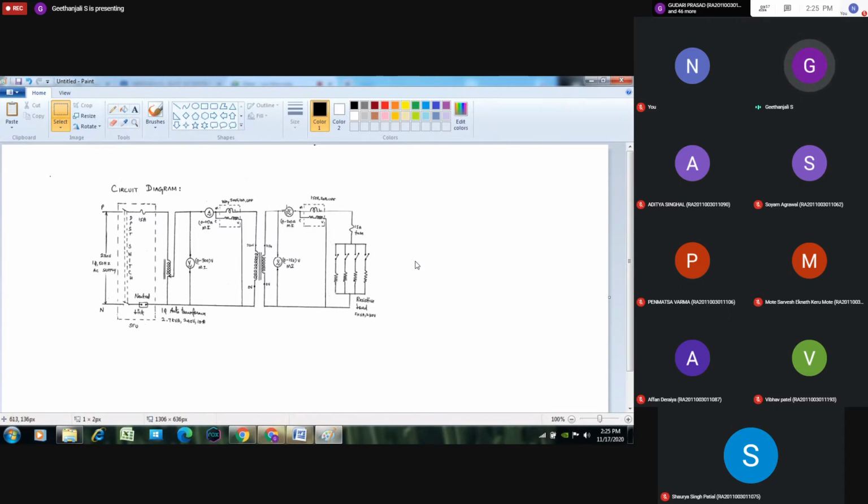This ammeter is used to measure the secondary current. This wattmeter is used to measure the energy, the power which is available on the secondary side. This is why we are using one more fuse here to give protection for this resistive load. Here we are using the resistive load.